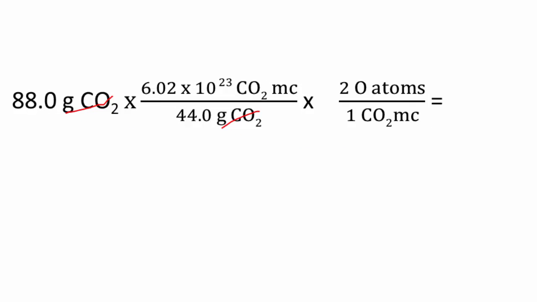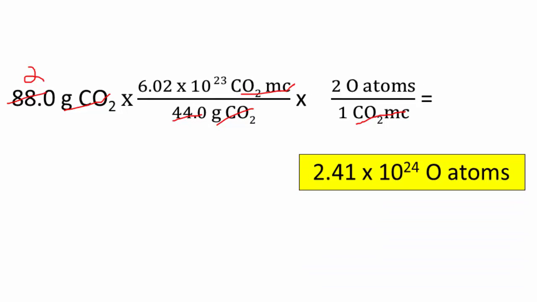Well, we know one molecule of carbon dioxide contains 2 oxygen atoms. So now we cancel molecules of carbon dioxide. And so now what we need to do is multiply 88 times 6.02 times 10 to the 23rd. And really, we can cancel these out and just say this is 2. So 2 times Avogadro's number, and then again times 2. So basically 4 times Avogadro's number should give you the grand total, 2.41 times 10 to the 24th oxygen atoms.